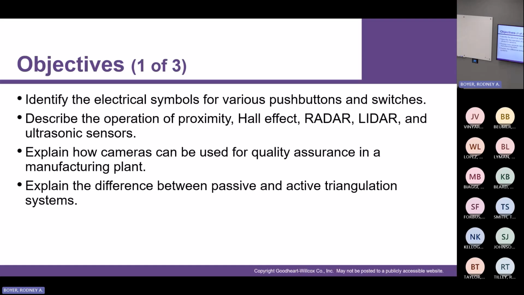The idea of this chapter is so we can identify electrical symbols for various push buttons and switches, describe the operation of proximity, Hall effect, radar, LiDAR, and ultrasonic sensors. You guys know what radar and LiDAR are?